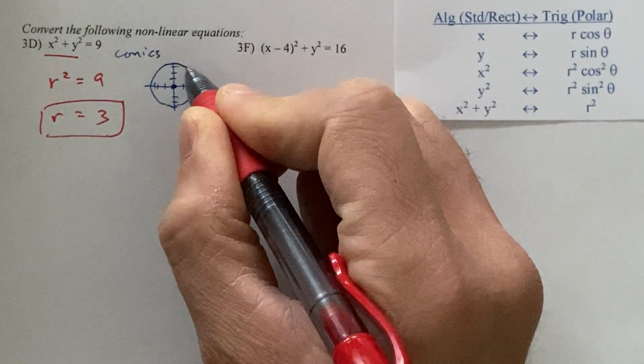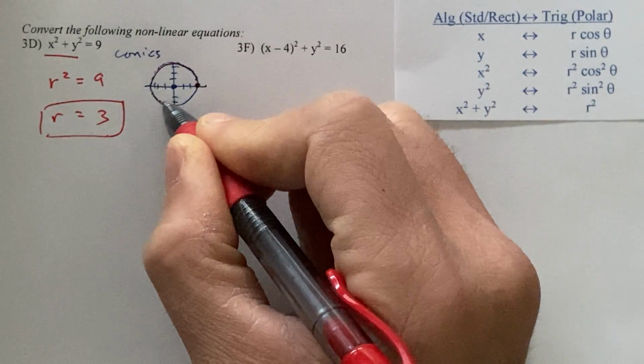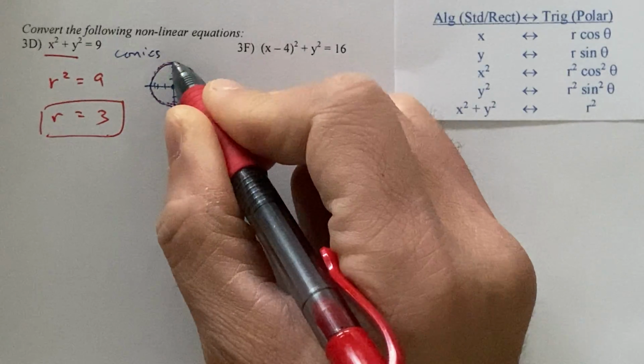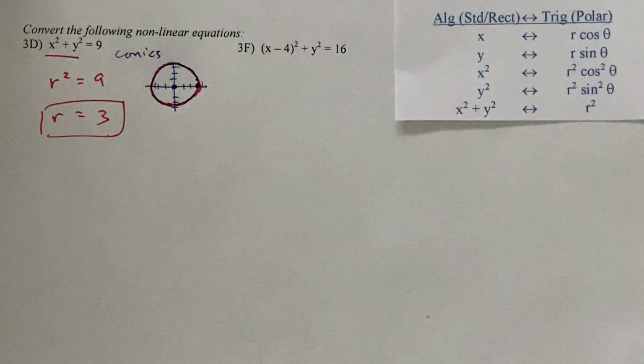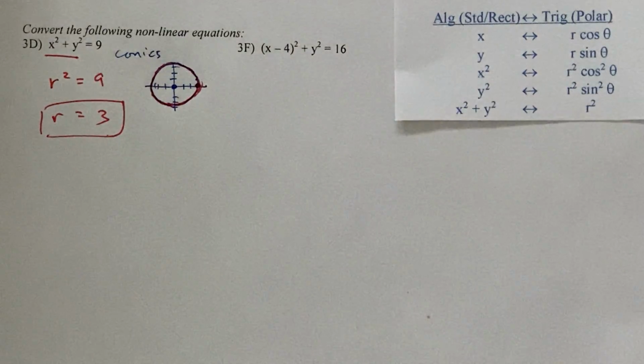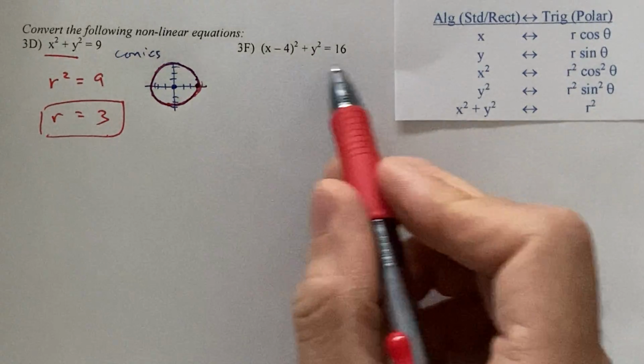In fact, all these points are 3 steps away. It doesn't specify an angle theta, so really you can be anywhere on this circle as long as you are 3 steps away. So that's how we could understand it from a conics point of view as well. All right, moving on to this next one.